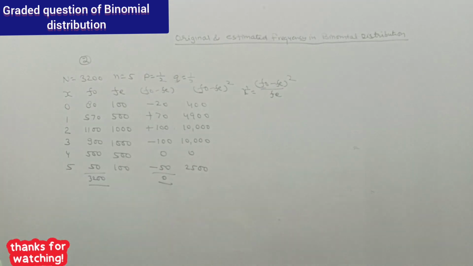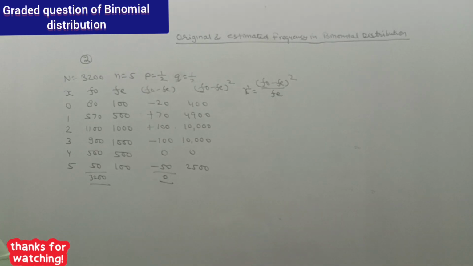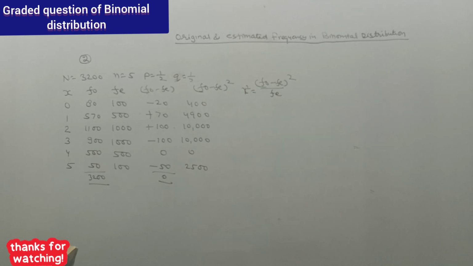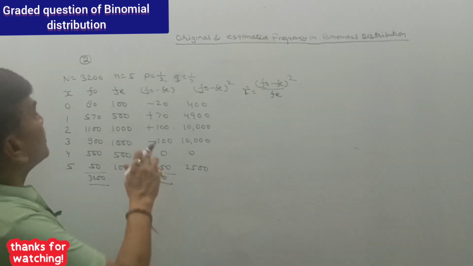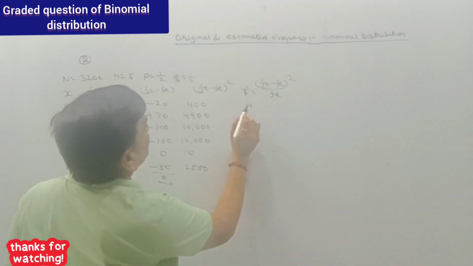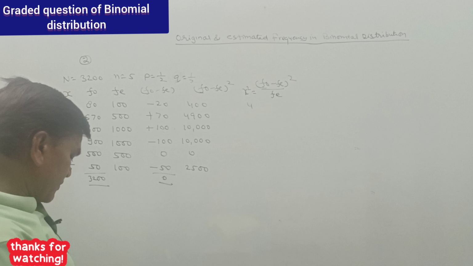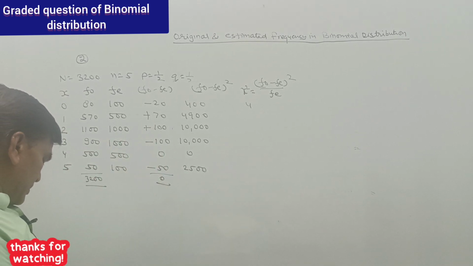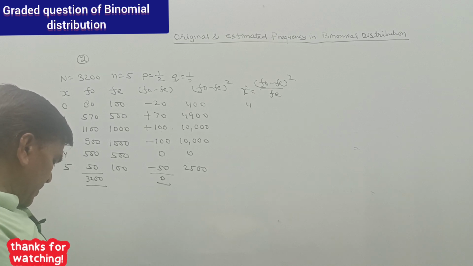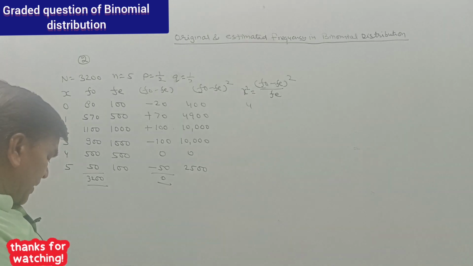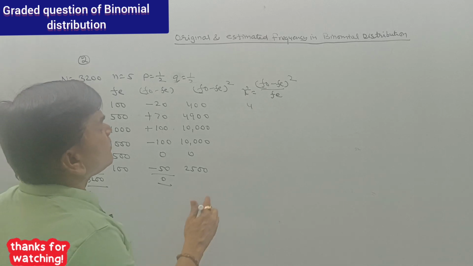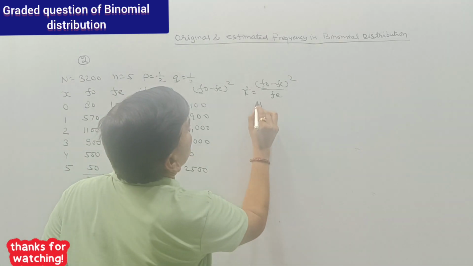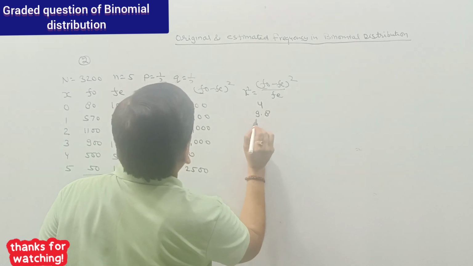The formula for the chi-square is original minus estimated, divided by estimated. So we will have 400 divided by 100, that is 4. So the first one is 4. Then 4900 divided by 500, so that is 9.8. First one is 4, second one is 9.8.